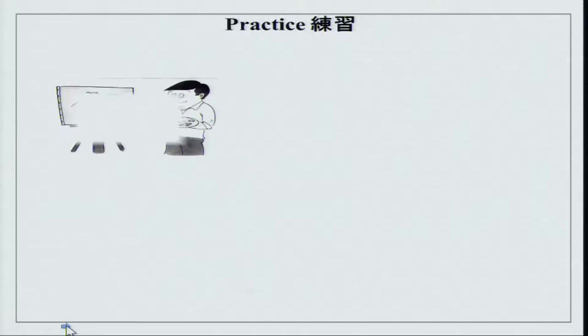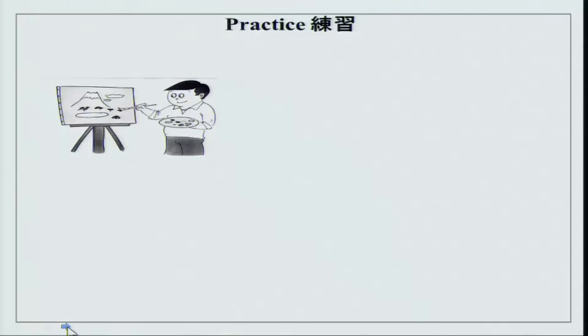Now, there is a picture of a person using a brush to make a painting. Brush is called a fude. Fude de e o kakimasu. So, with the help of something, you do another activity. You perform an activity. So, well, fude de e o kakimasu. So, this de is with the help of something.